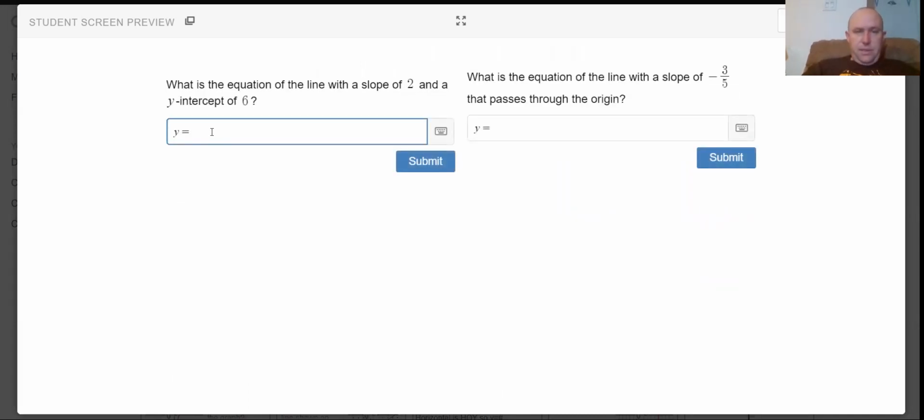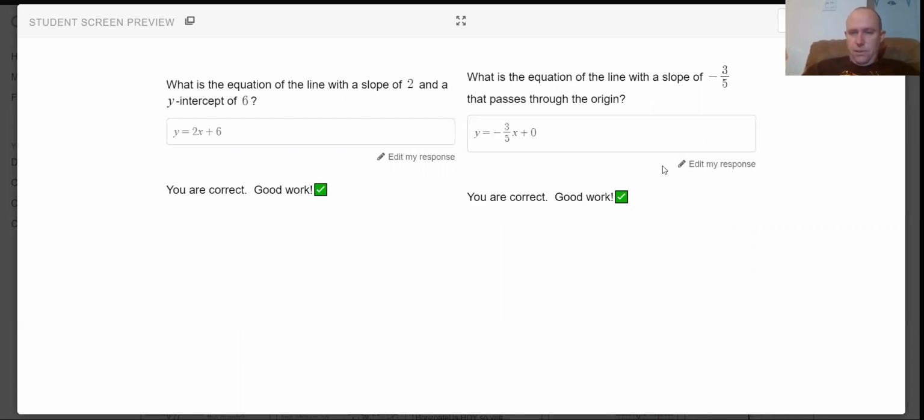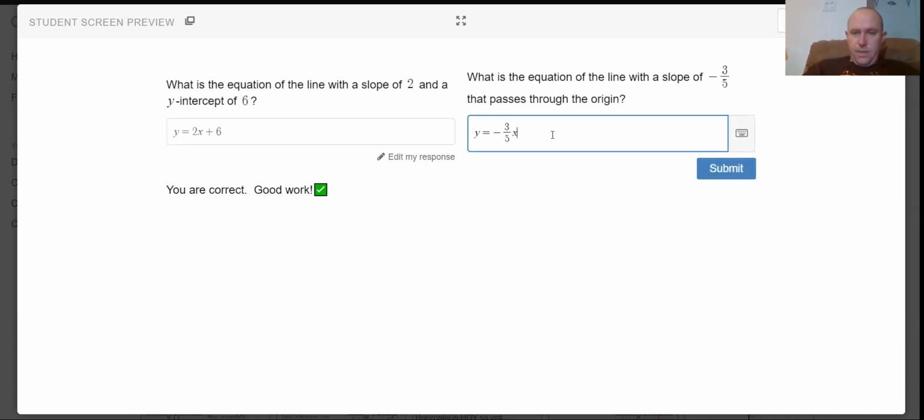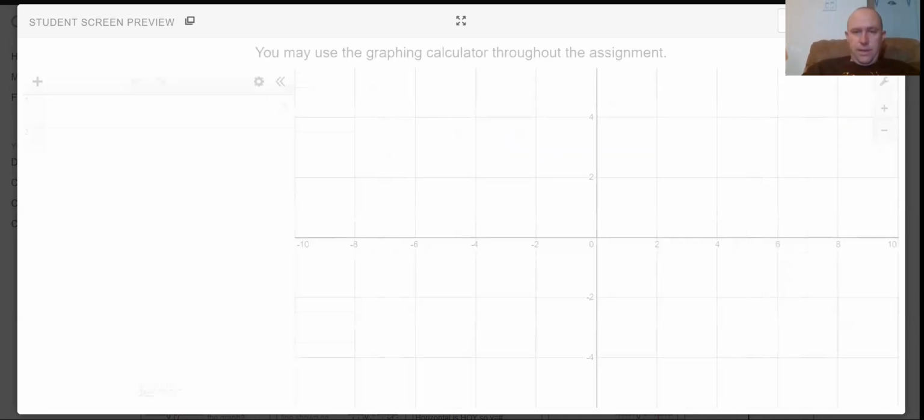So some questions are easier than others. A slope of 2, that would be 2x. And a y-intercept of 6, that would of course be +6. Slope of -3/5, so -3/5 x. Now, if it goes through the origin, I know that means it goes through 0. So I could put +0, but I don't really want to. It will still allow you to do it. But even better is y equals -3/5 x. So when there's no number on the end, we know that it goes through 0 on the y-axis.